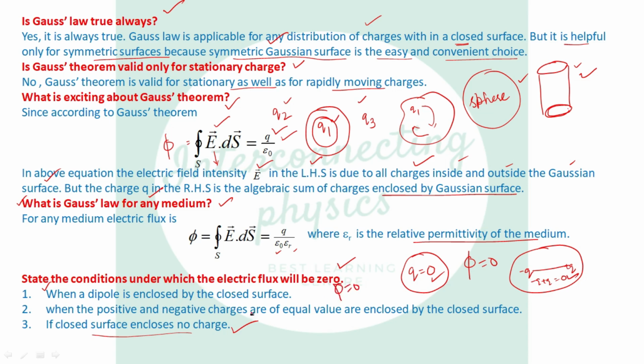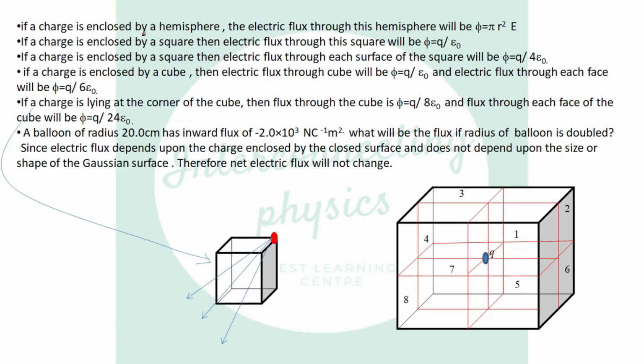And when positive and negative charges of equal value are enclosed by the Gaussian surface. Suppose we have a closed surface and we have charges plus 3 microcoulomb, minus 3 microcoulomb, plus 2 microcoulomb, minus 2 microcoulomb. Now the total charge is 0, means opposite and equal charges are present in the closed surface, then electric flux is always 0.